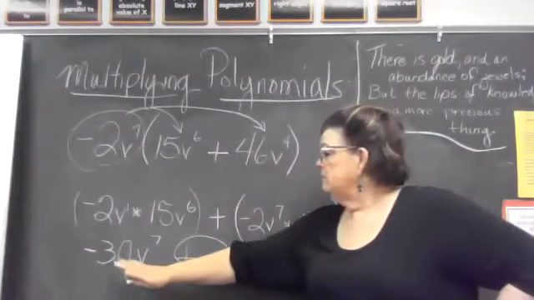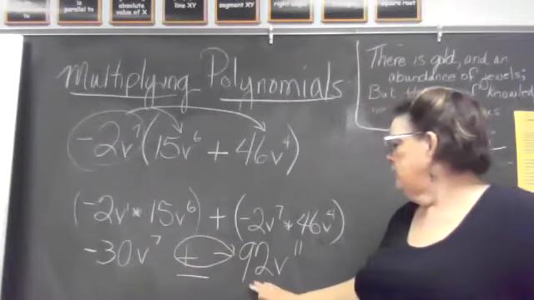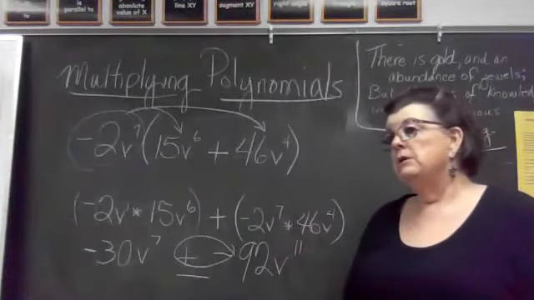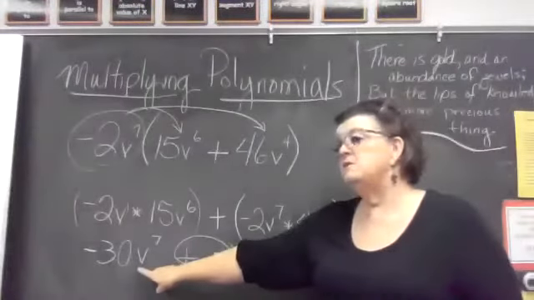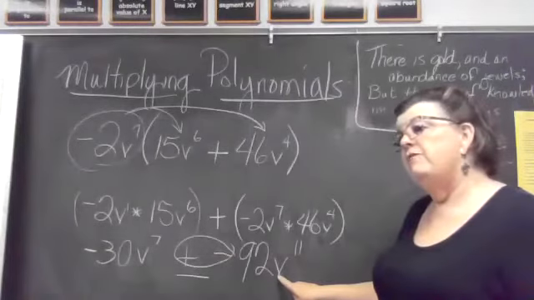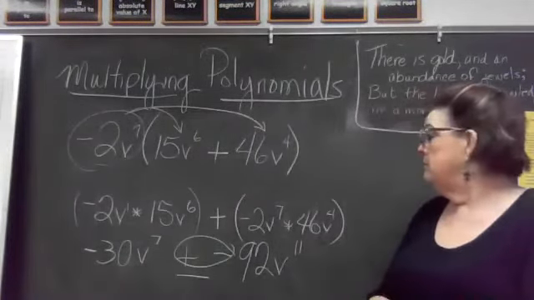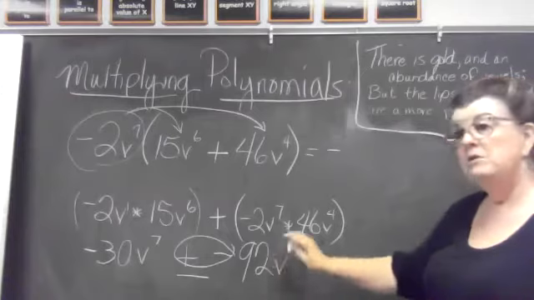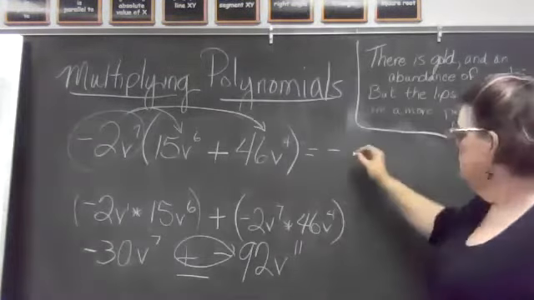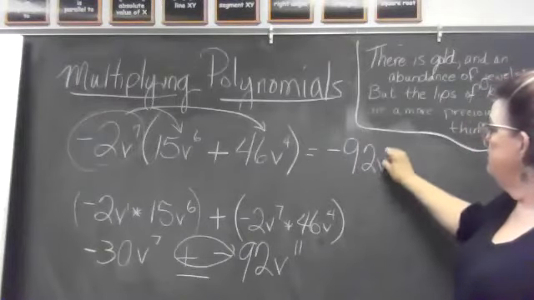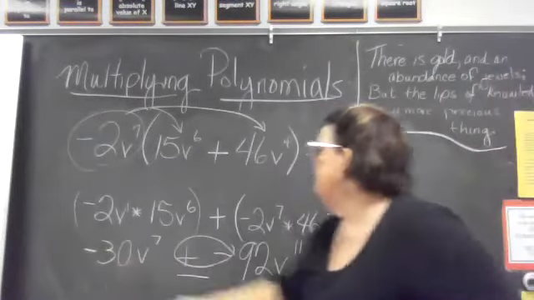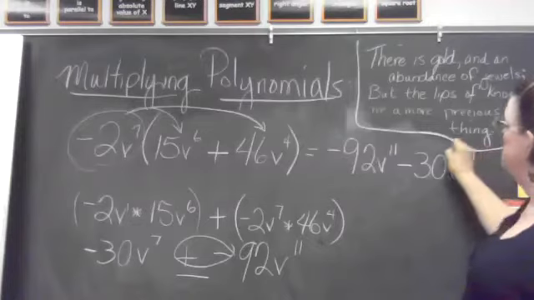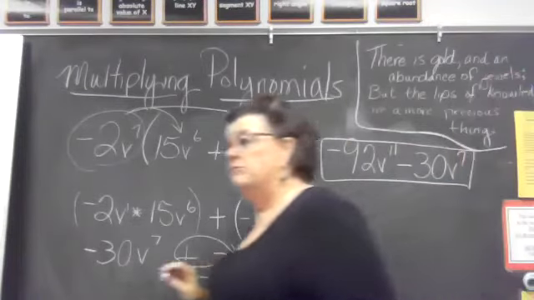And then the last thing you're going to look at: now we have a monomial minus another one. Do we have common terms so that we can add them together like we did yesterday? No, we do not have common terms. This is a v to the seventh. This is a v to the 11th. They cannot be put together. And so your final answer, if we put it in standard form with the larger exponent first, is 92v to the 11th, minus 30v to the 7th. And so this would be our answer.